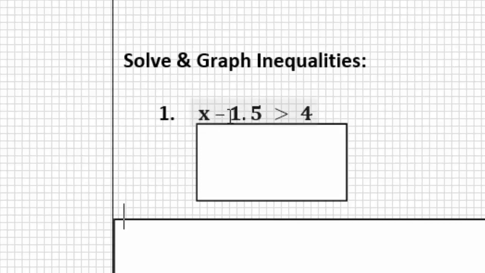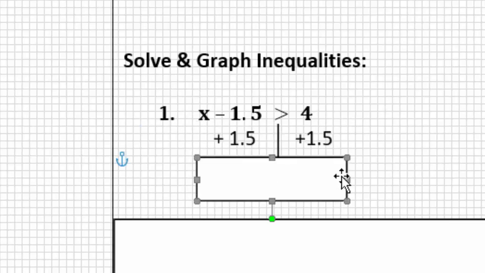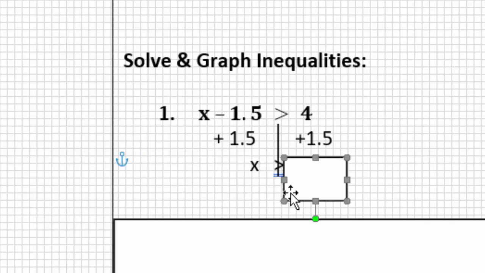Well, since we're subtracting 1½ from the variable x, then our first step would be to add 1½ to both sides. And you can see I put a line down the middle. And if we add 1½ to both sides, that's going to make this a 0 pair. So on the left, we're just going to get x. And 4 plus 1½ is 5½.